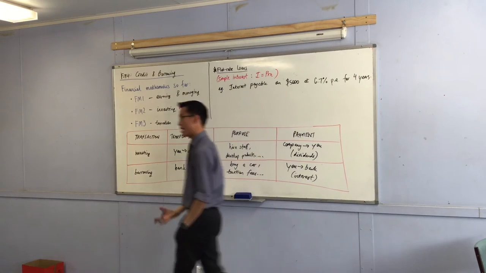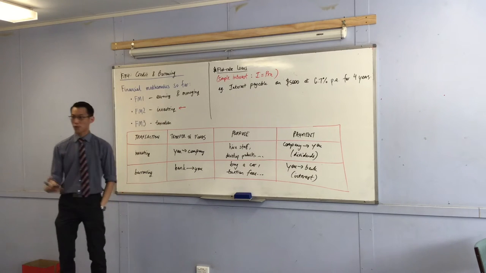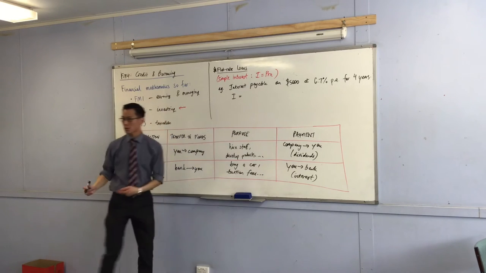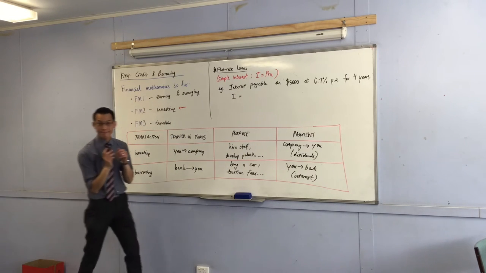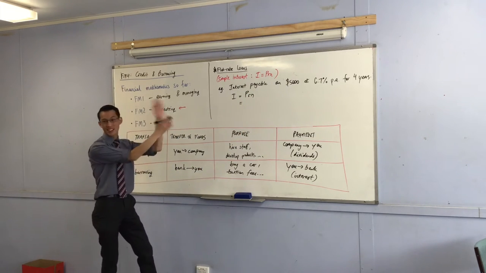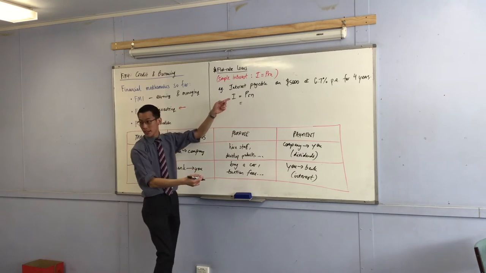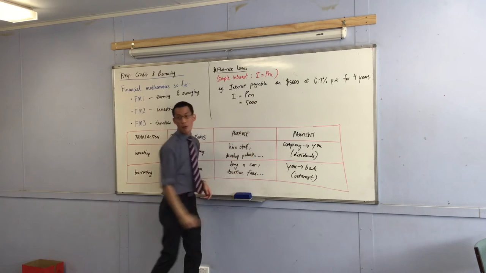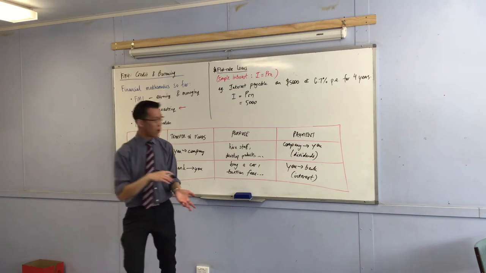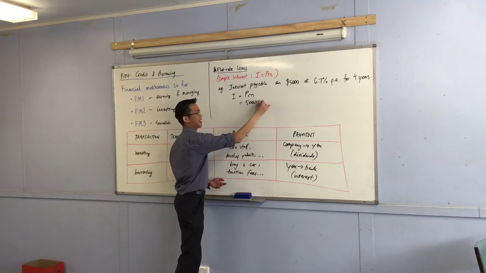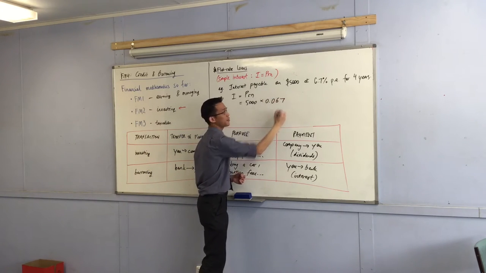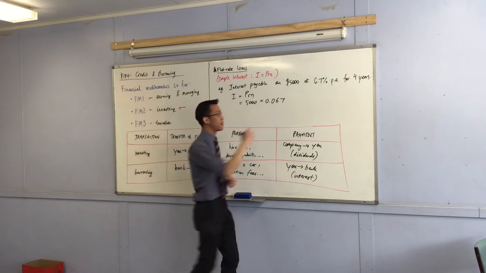Okay, so this is nice and simple. It requires an unmodified use of this I equals PRN formula. So the first thing I'm going to do is say I equals, and then I've got to be able to demonstrate I can substitute into this formula. So my principal is the 5,000. My rate is 6.7. I have a choice here. I can either write 6.7%, or I'm going to encourage you to convert that into a decimal, 0.067, and then I'm going to multiply by 4.